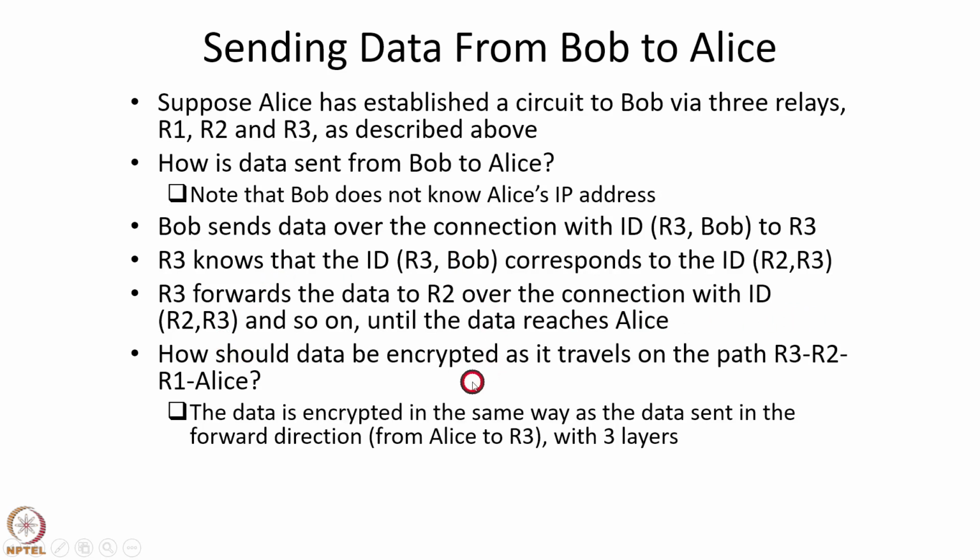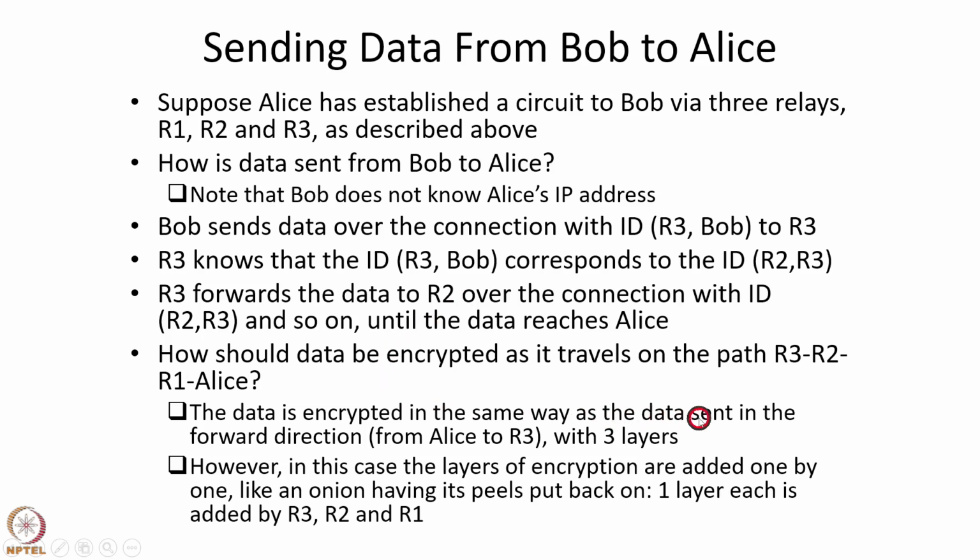So the data is encrypted in the same way as the data sent in the forward direction from LS to R3 with 3 layers. But in this case, the layers of encryption are added one by one, like an onion having its peels put back on. One layer is added by R3, R2 and R1. So it is an exercise for you to think about this and find out why these layers of encryption are added one by one.